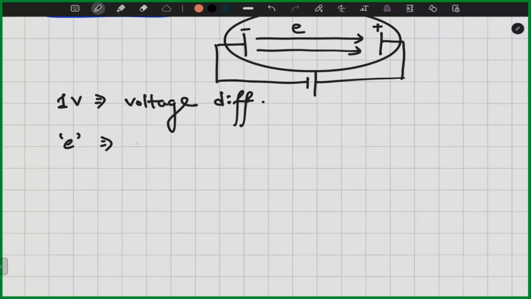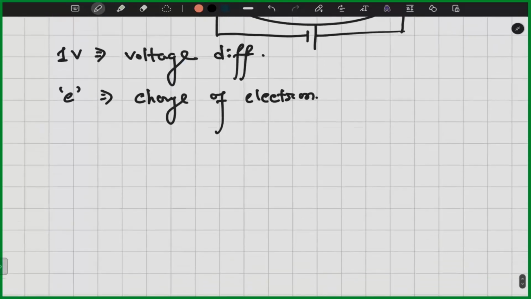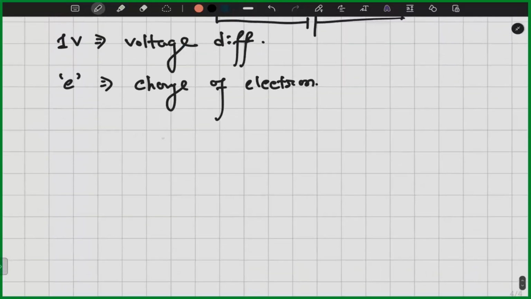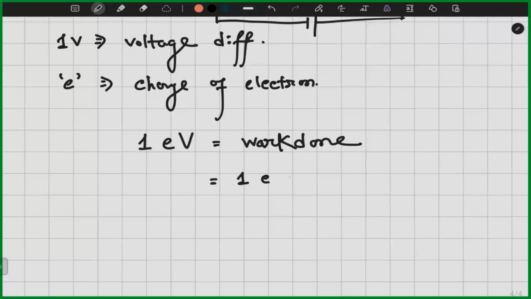This is the charge of electron. Okay, so we can now write Q into V, or e into V. e is the charge of electron, V is the voltage difference or potential difference. So this e into V is called 1 electron volt. So this is obviously a unit of work done. So now we can evaluate, this is 1 electron into 1 volt.